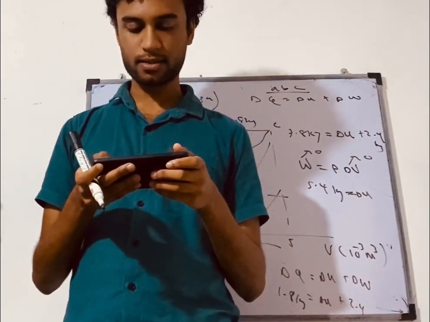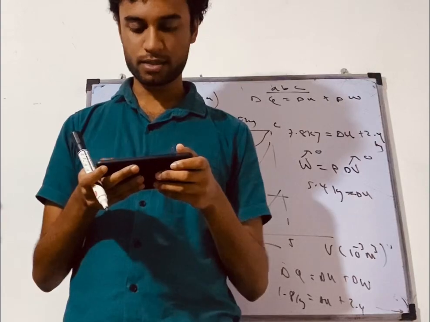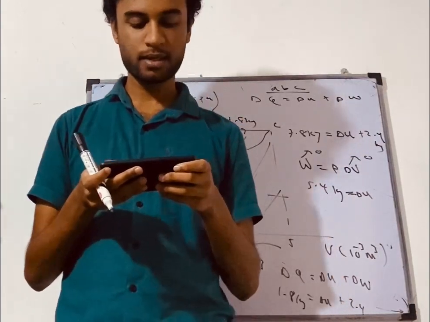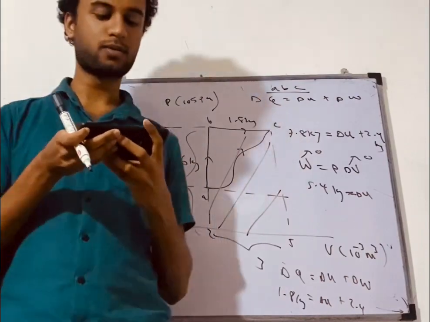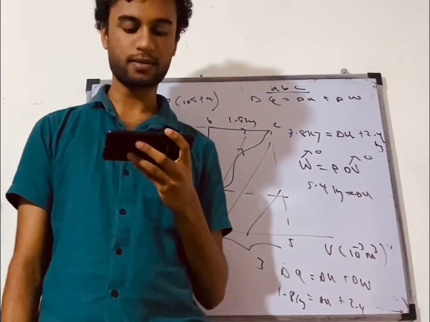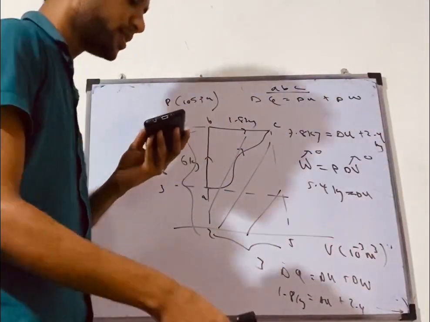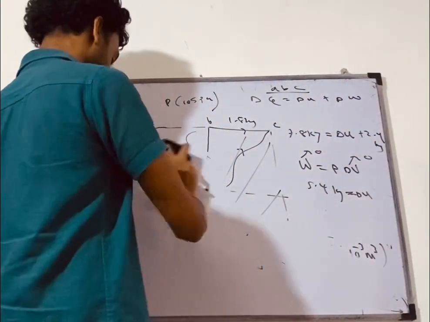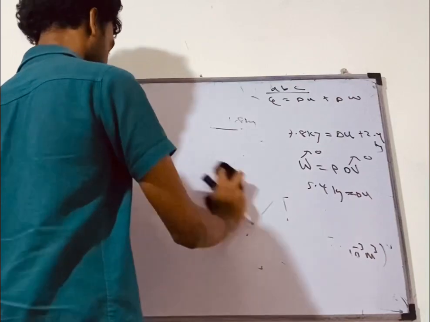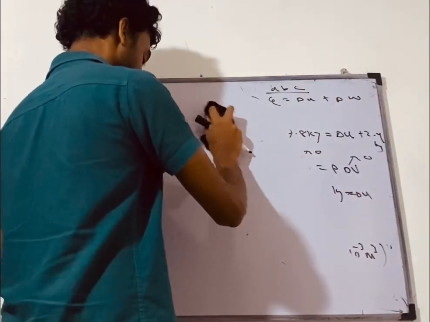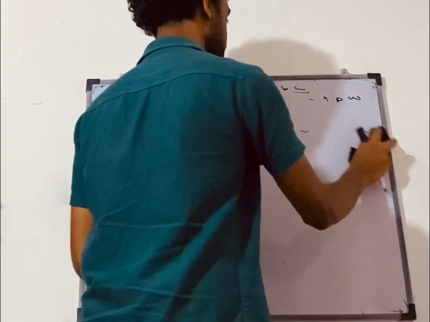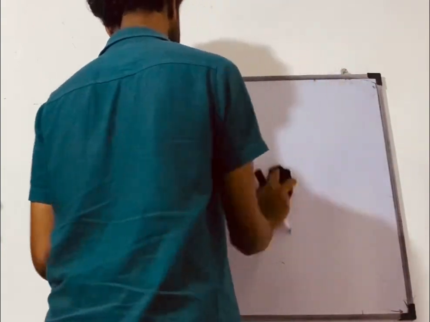So next we have to do question number 25. Three point charges plus Q, plus 3Q, and minus Q are placed at the vertices of an equilateral triangle of side A as shown in the figure. So read the question very well. The electric potential energy of the system is given by.